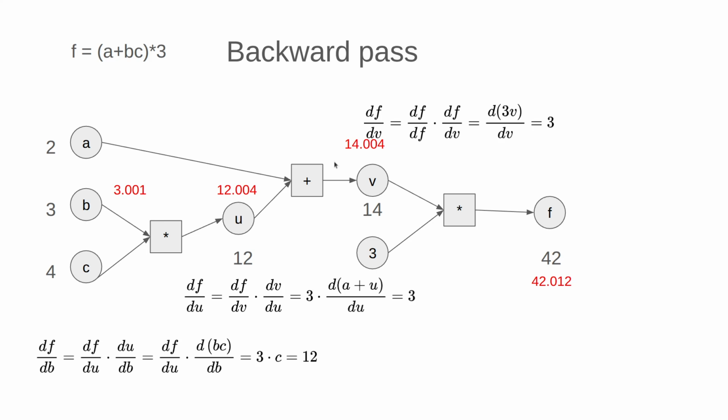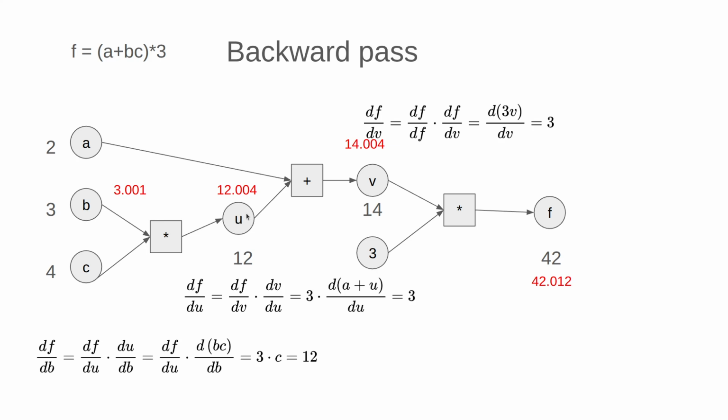And then we can just go backward. But since a is the input of the whole expression here, we just stop. But for u, it is the output of this function.